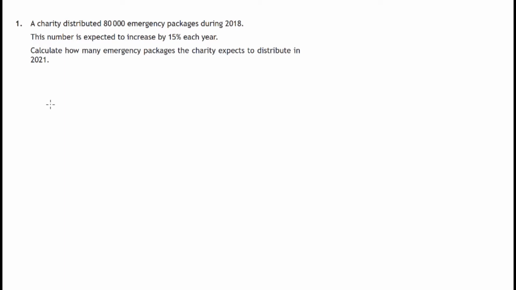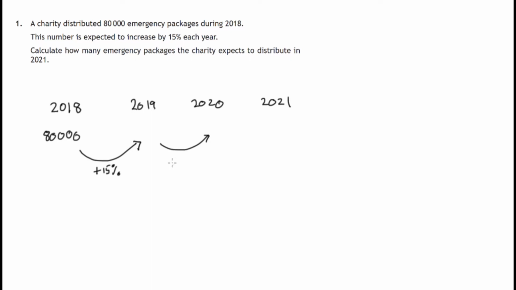We have then for 2018, 80,000. The next year 2019, 2020, 2021. And to go from one year to the next, we're adding 15%. So again, 15% will be added. And again, 15% will be added.